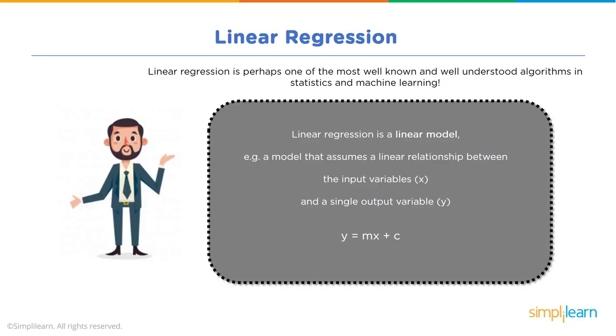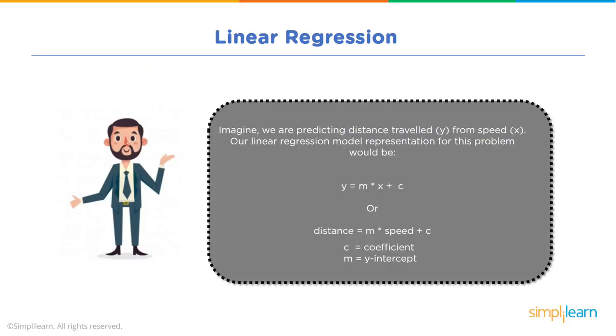Linear regression is perhaps one of the most well-known and well-understood algorithms in statistics and machine learning. Linear regression is a linear model, for example, a model that assumes a linear relationship between the input variables x and the single output variable y. And you'll see this if you remember from your algebra classes: y equals mx plus c. Imagine we are predicting distance traveled y from speed x. Our linear regression model representation for this problem would be y equals m times x plus c, or distance equals m times speed plus c, where m is the coefficient and c is the y-intercept.